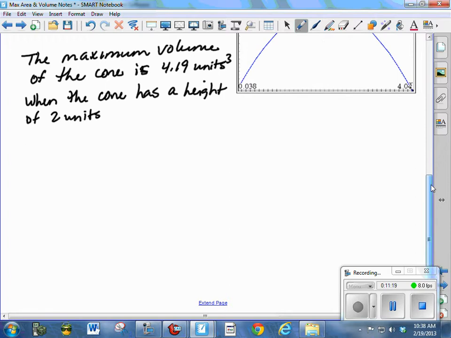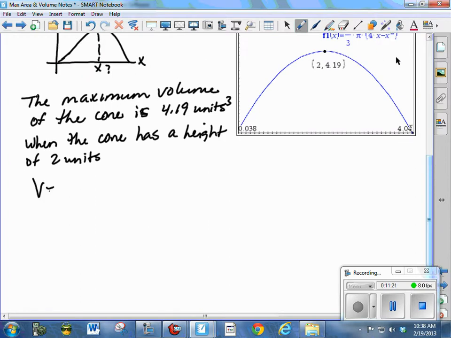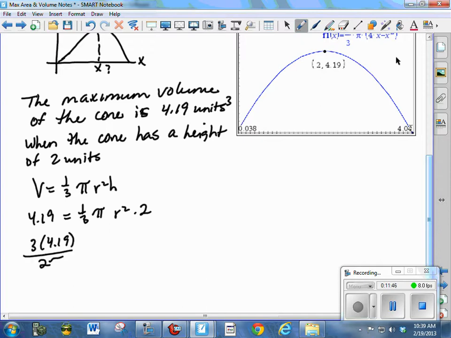Well, if we know the volume is 1/3 pi r squared h, and I know the height is 2, and I know the volume is 4.19, so 4.19 is 1/3 pi r squared times 2, and solve it for r squared. So multiply both sides by 3 and divide both sides by 2 and pi. So 3 times 4.19 divided by 2 pi is equal to r squared, and take the square root of that whole thing and we'll get r.